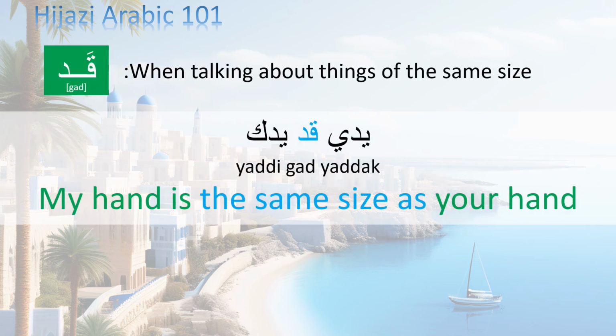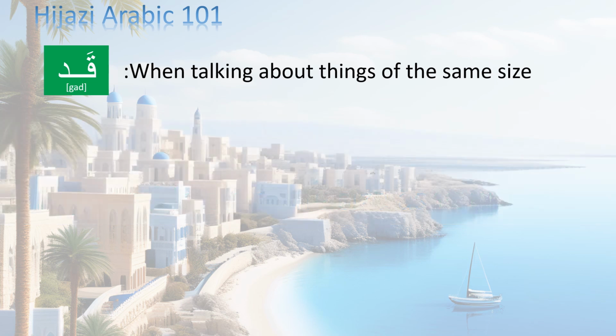Let's take a look at an example where we use it when talking about things of the same size. يدي قد يدك. My hand is the same size as your hand. So يدي means my hand. The word يد is hand, so يدي is my hand. قد is the same size as, and يدك is your hand.